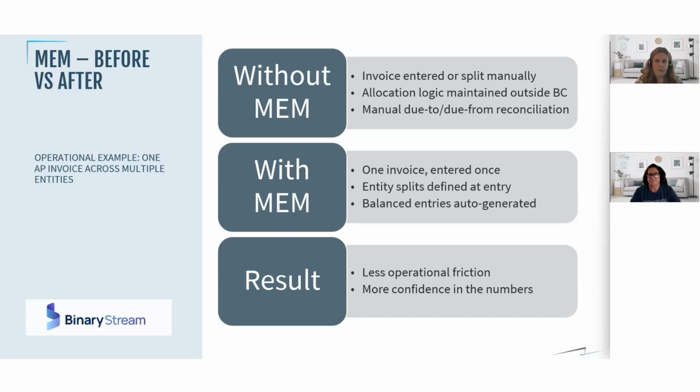With MEM, you have one invoice entered once, the entity splits are defined at the point of entry, and you have balanced entries that get auto-generated across all of the entities within that company. So your result is less operational friction and more confidence in the numbers.